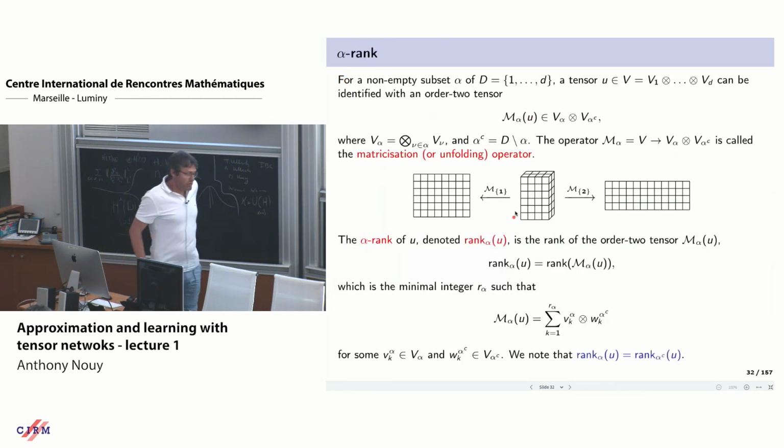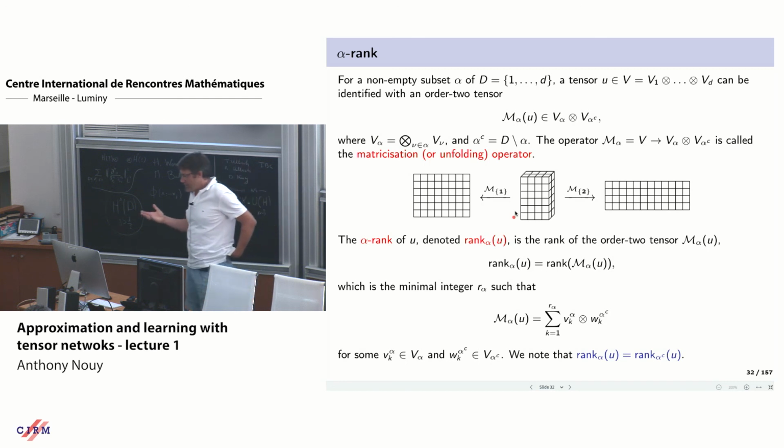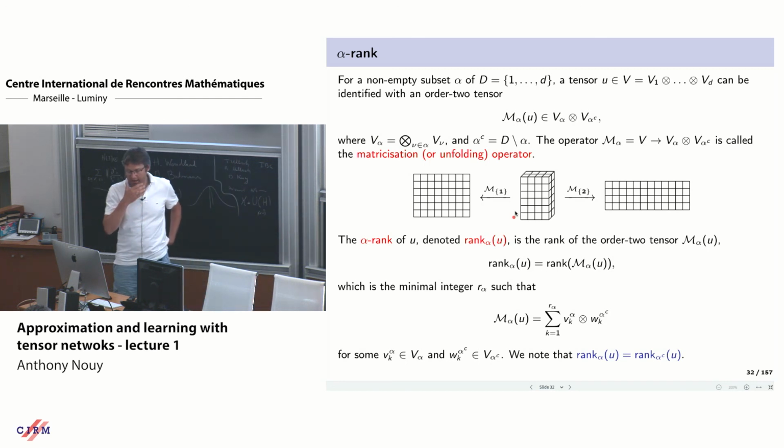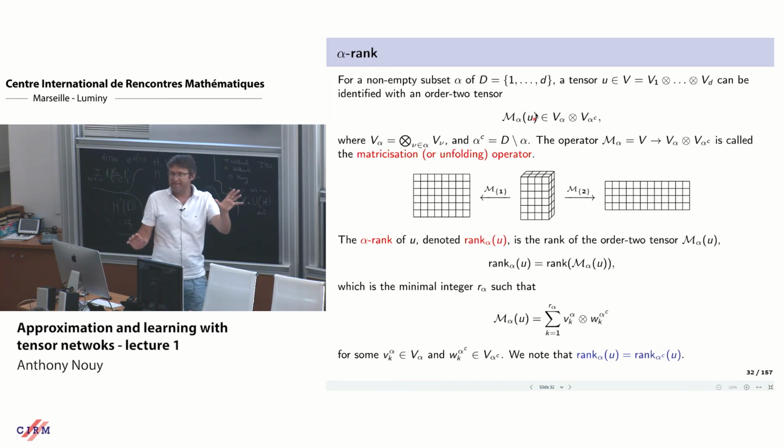Okay. So now we have seen that this notion of rank is not very suitable for numerical purposes in high dimension, for higher order tensors. So now I will introduce another notion of rank, which is quite natural, which is associated with a particular group of dimensions. I introduce alpha, a subset of the set of dimensions 1 to d. Then a tensor U in this algebraic tensor space can be identified with an order 2 tensor by grouping on one side the indices alpha and on the other side the alpha complementary.